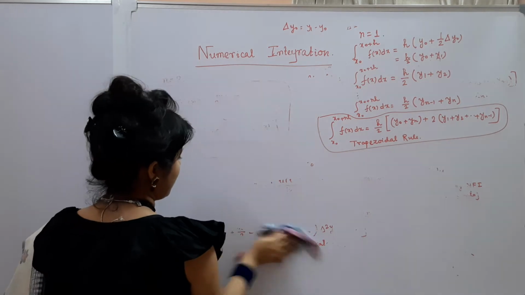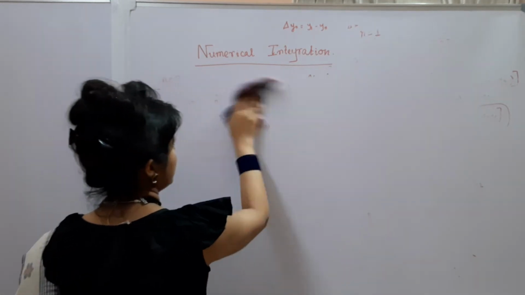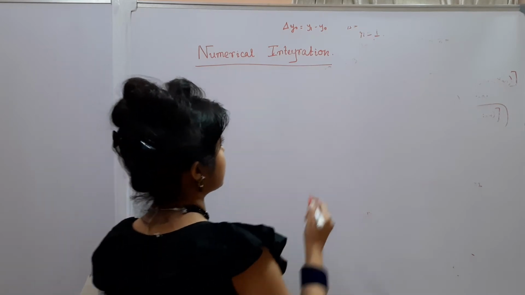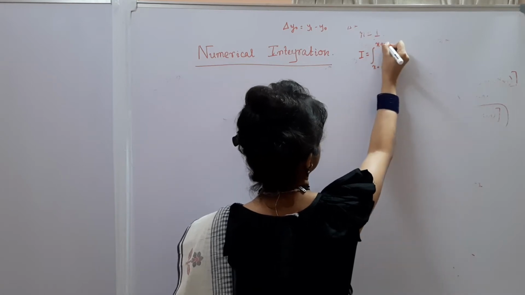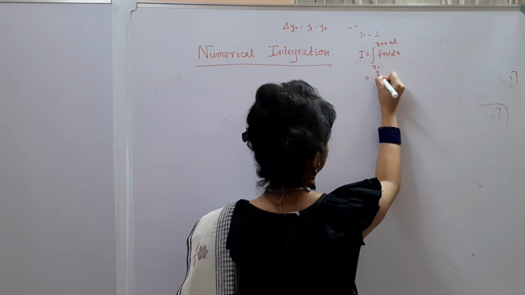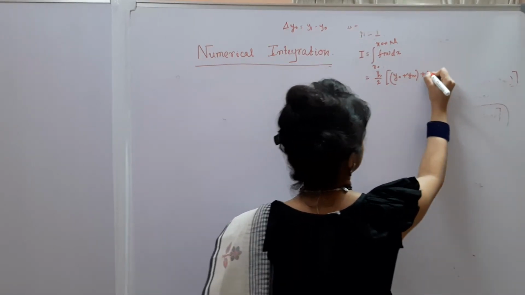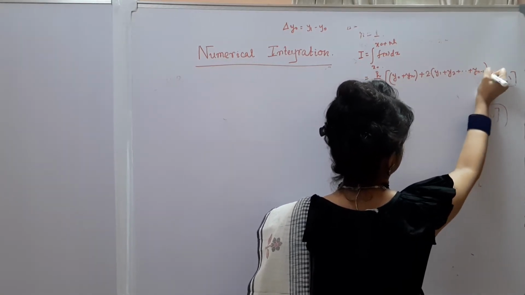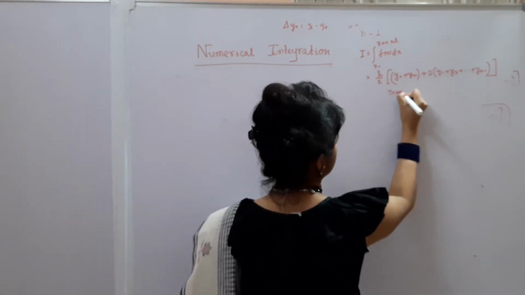Now I am writing the formula in the corner so that it would be very easy to understand. That is, the integration from x0 to x0 plus nh of f(x) dx. This is the trapezoidal rule, that is equal to h by 2 times y0 plus yn plus 2 times all the remaining terms, y1, y2 up to yn minus 1. This is the trapezoidal rule.